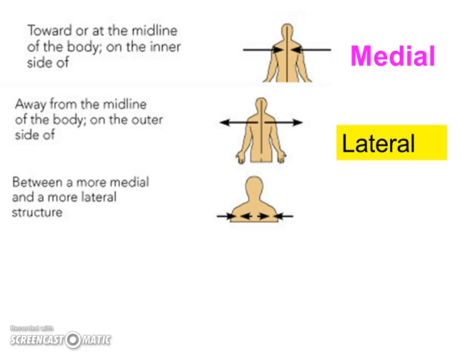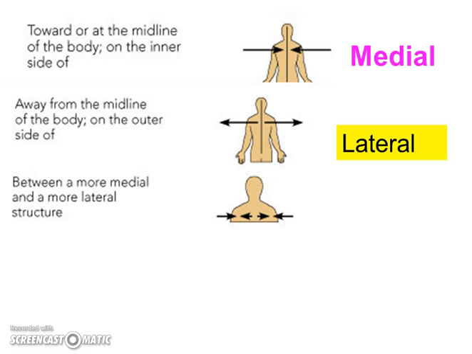So we can compare body parts. For example, your nose compared to your eyes. Your nose is more towards the midline where your eyes are towards the sides. So your nose is medial and your eye is lateral. Let's compare our eyes and our ears. Now our ears are lateral and our eyes are medial.